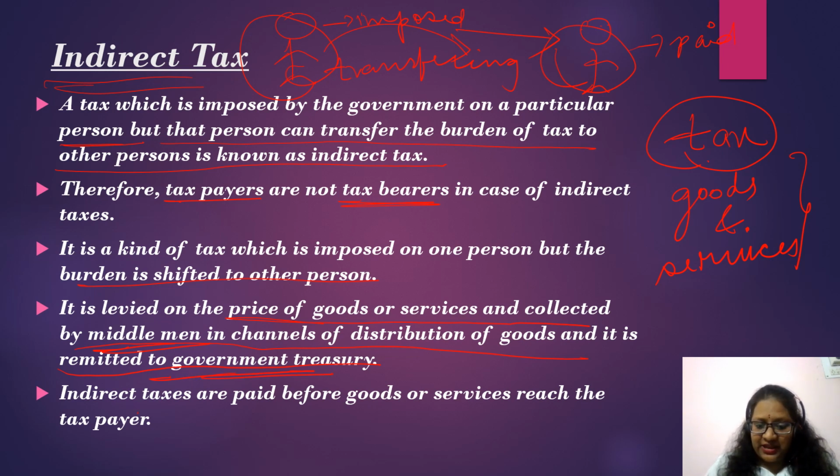Indirect taxes are paid before the goods and services reach the taxpayers. They are usually paid before it is reaching the original taxpayer. So now let's see what are the forms of indirect tax.